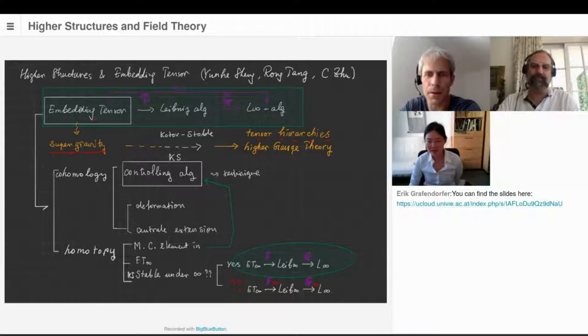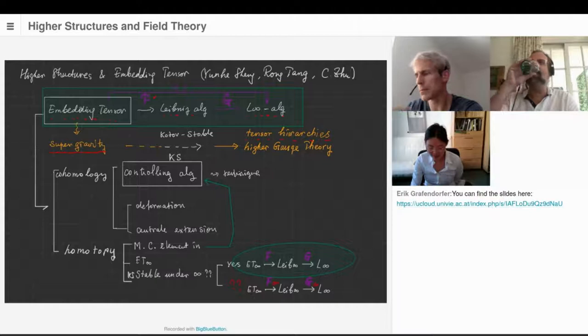And they observe this functor is actually given by going through this Lie-Leibniz algebra, namely I associate the embedding tensor to a Lie-Leibniz algebra, that's a functor, and then from the Lie-Leibniz algebra I go to L-infinity algebra. That's again a functor. So all together, they have a procedure, which I call it over here.